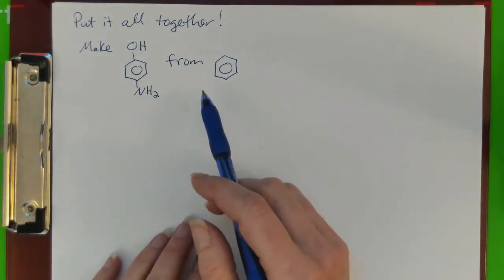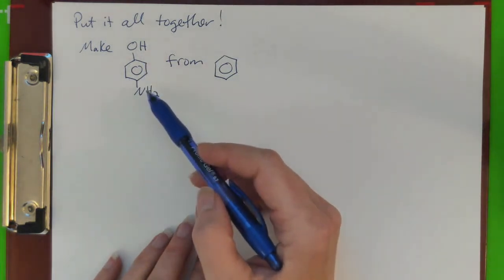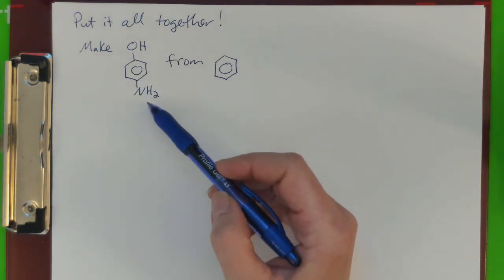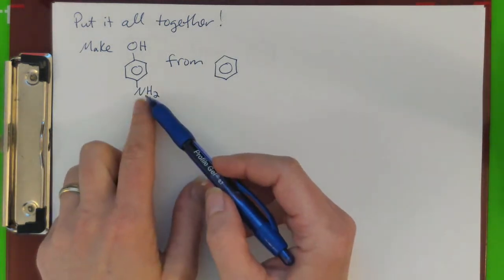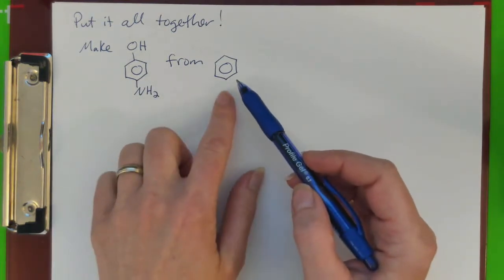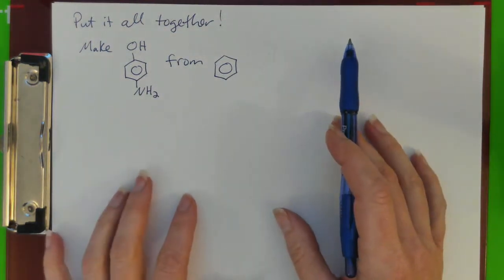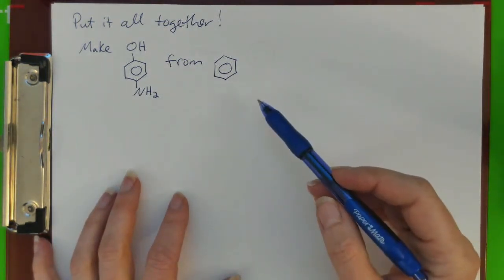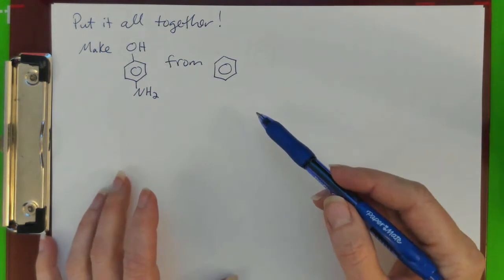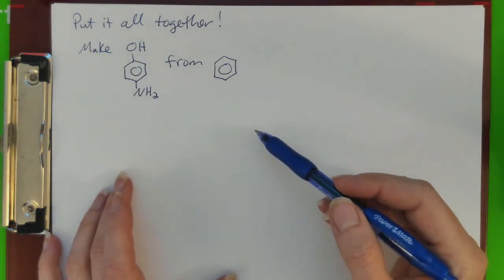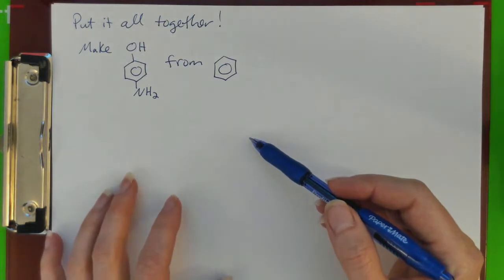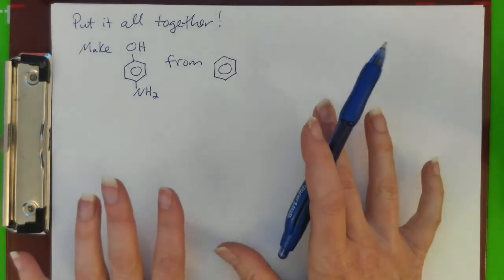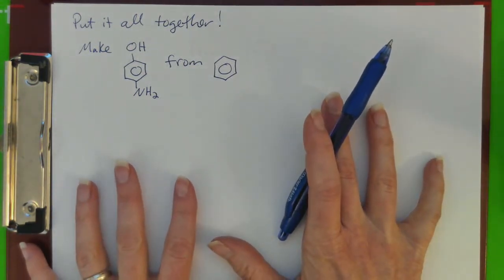So here's an example of a synthesis problem. I want to make this, where I have a hydroxyl group and an amino group para to each other on a benzene ring. We want to make this from benzene. For this, I'm going to brainstorm out loud a little bit. When you first start practicing these synthesis problems, it might take you 10 minutes. The more you practice, the faster you will get, just like with the NMR problems. So let's start off and brainstorm a little bit out loud.